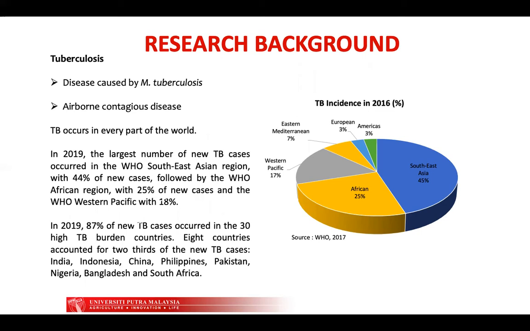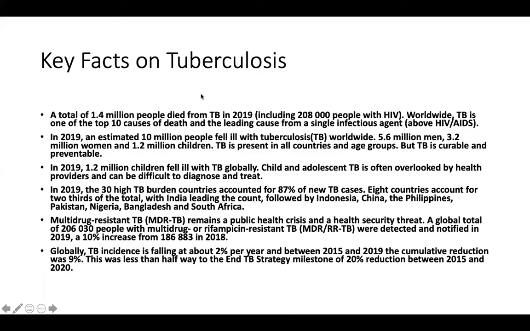And also in 2019, 87% of the TB cases occurred in these countries. Among them, the highest number is in India, Indonesia, and China, and the rest. In 2019, 1.4 million people died from TB, and 10 million people fell ill with tuberculosis worldwide. TB is present in all countries and age groups, but TB is curable and preventable.